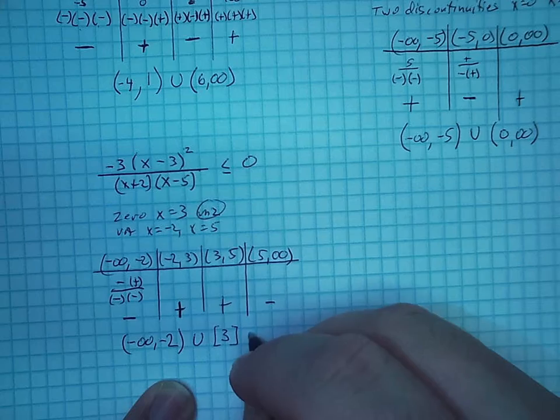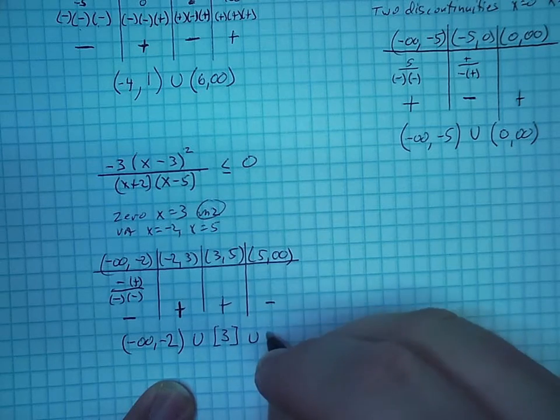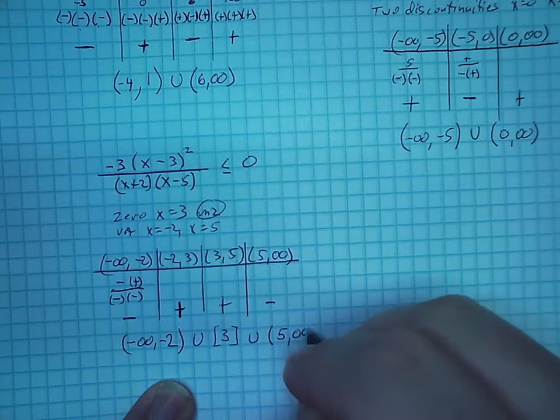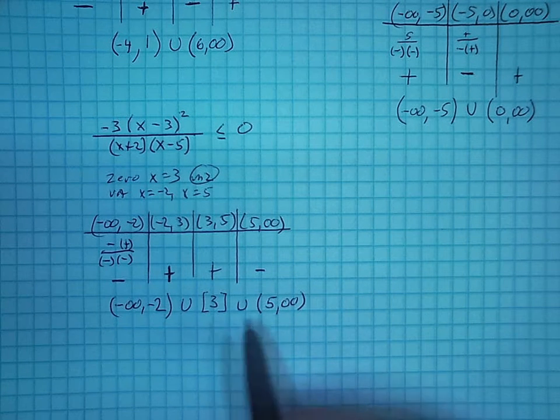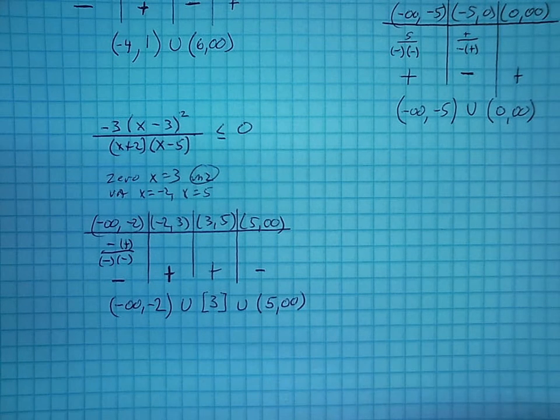its interval. And then the last section, 5, is a discontinuity. It's not a suitable answer. And then we go to infinity. So you can see 3 gets brackets because it's included. It's one of the numbers in the solution, whereas 5 and negative 2 aren't.